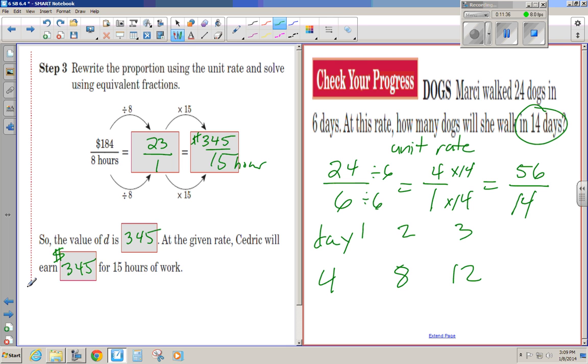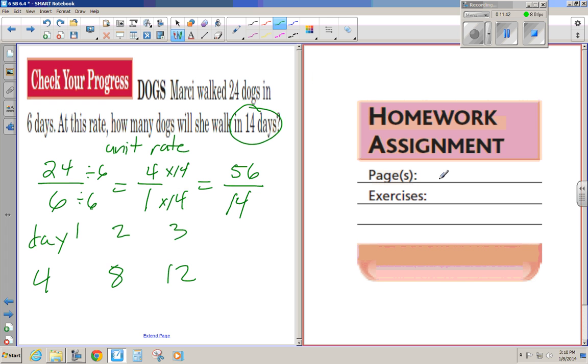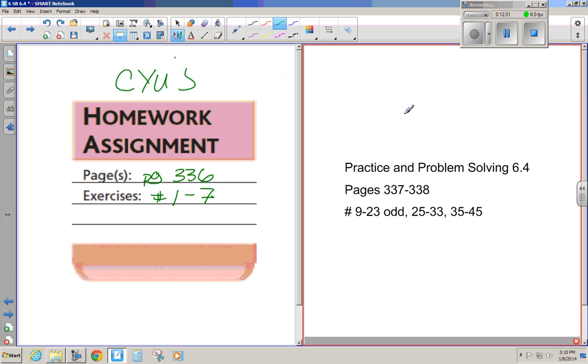All right, so that's solving proportions. Now, do not forget to do the CYUs, page 336, numbers 1 to 7. All right, show your work like I have. And when you come back to class, we'll make sure to do these as your class work.